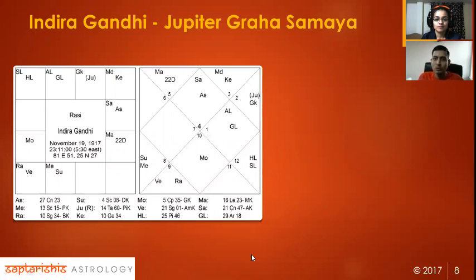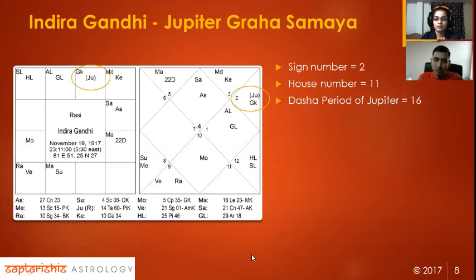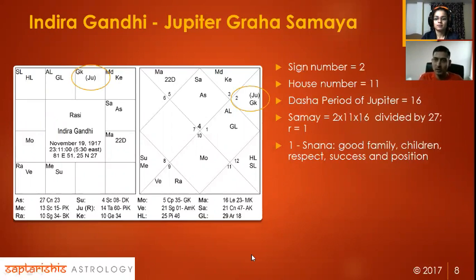So after Rahu dasha, the dasha of Jupiter starts. Now we have to see where Jupiter is. Jupiter is in the 11th house and in Taurus sign, so the house sign number is 2 and the house number is 11. Jupiter dasha is for 16 years. If we use that to calculate the Samaya, we get a remainder of 1. 1 is Snan. Snan is good family, children, respect, success, position.